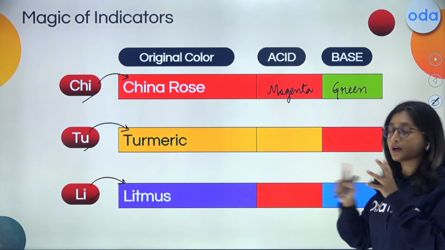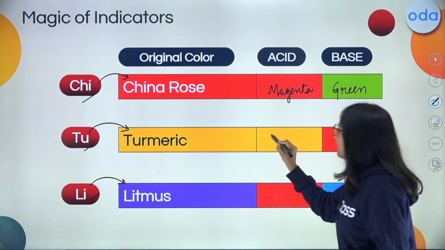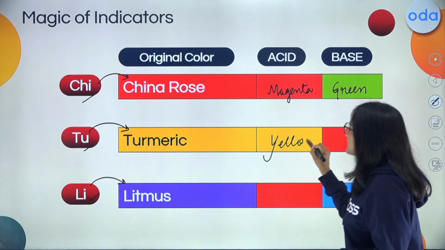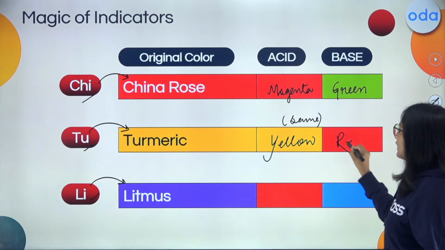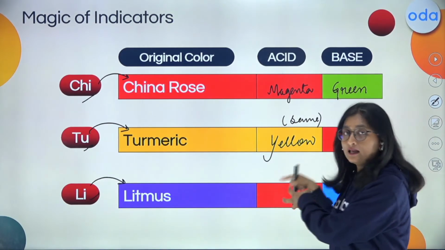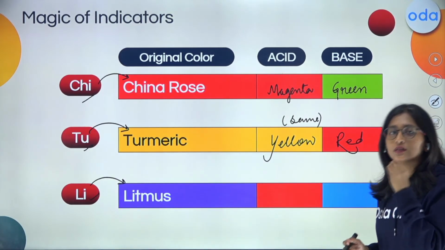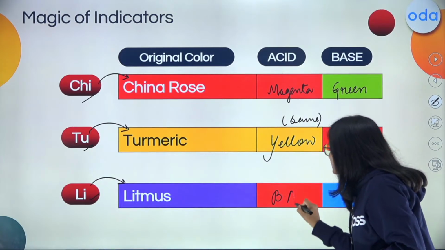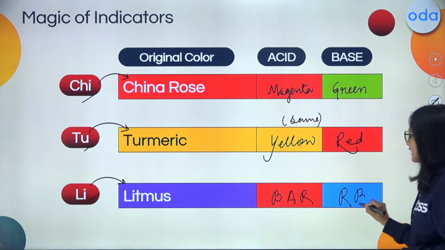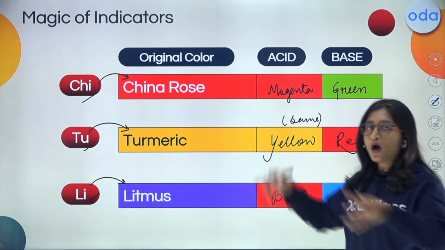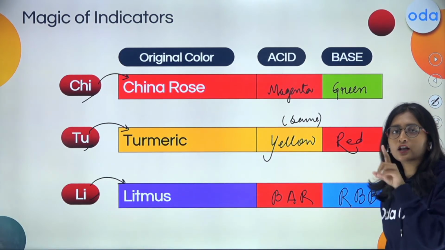So here is the play of the colors. Now in case of the turmeric, what happens in the acid? It remains yellow in color, whereas in case of the base, it is going to change into red color. In case of the litmus, the blue litmus changes into the red color. So if you remember this mnemonic, it is going to be very, very easy for you. In case of the base, what you have learned is RBB. So you have the entire chart in front of you. Take a screenshot and make a note of it.